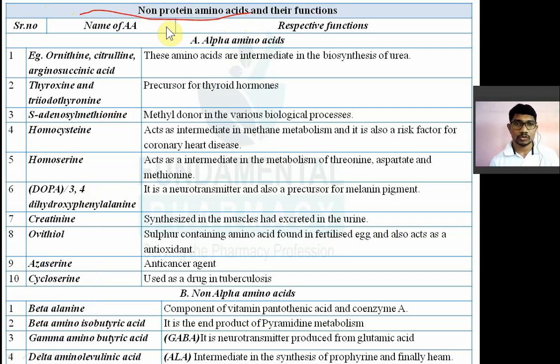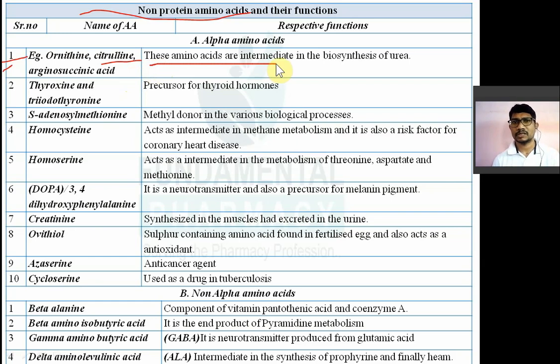Second one is known as thyroxine and triiodothyronine. So it is also an amino acid which is a precursor for thyroid hormone, not part of your protein. Then S-adenosyl methionine, a methyl donor in various biological metabolic reactions. So methyl donor, adenosyl methionine.